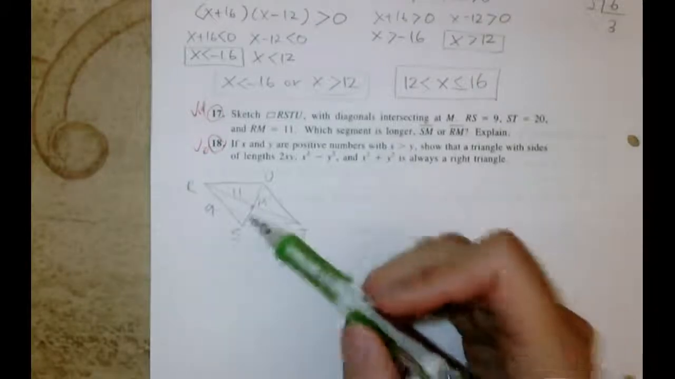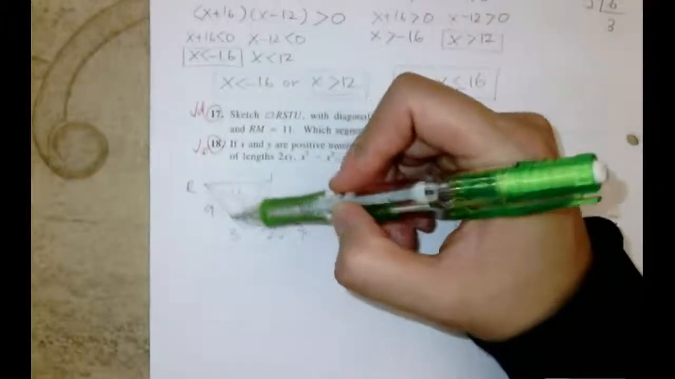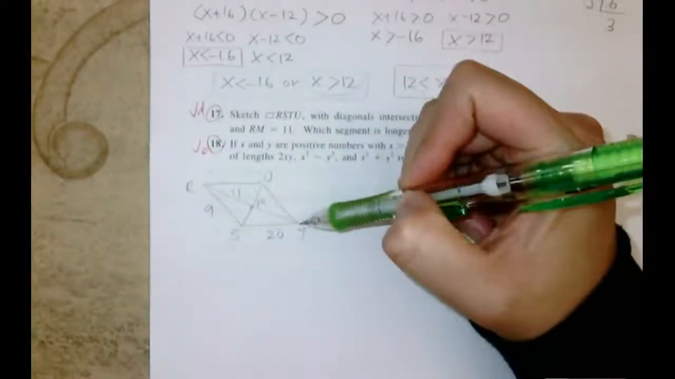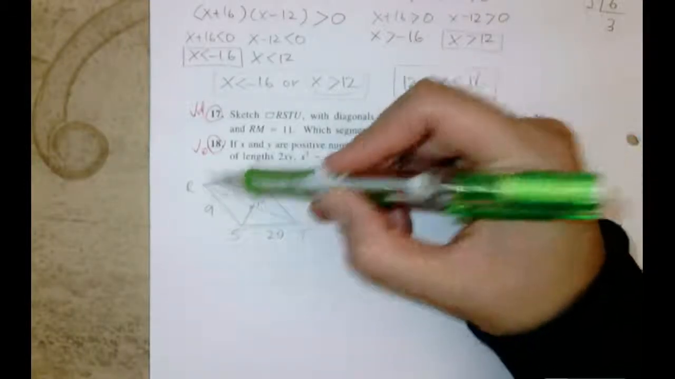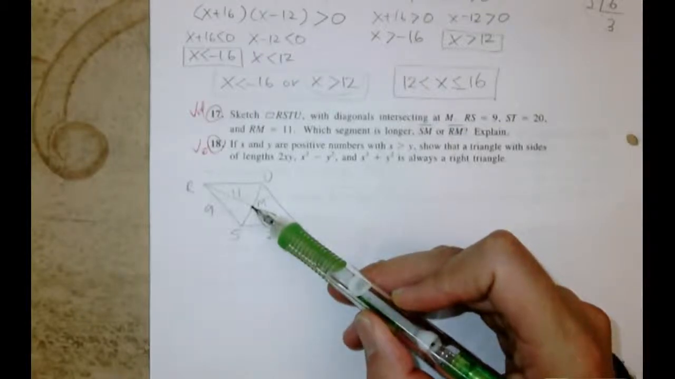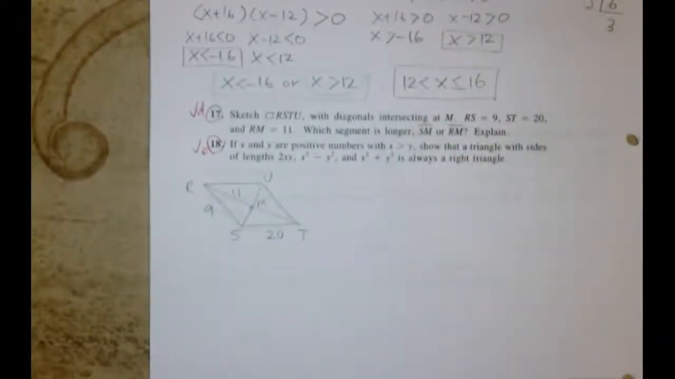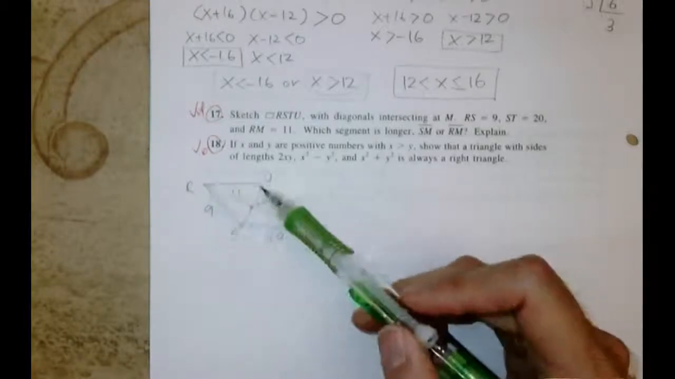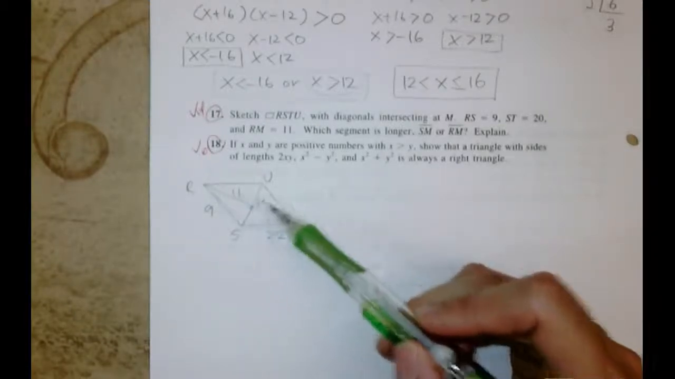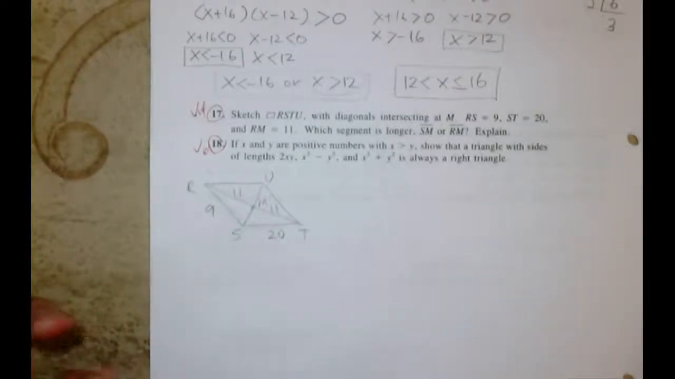So in this problem, you're looking for whether this is longer or shorter than this. You are actually looking at whether this triangle, RST, is obtuse or acute. If this is obtuse, then SM is shorter. If this is acute, then RM is shorter. And since diagonals bisect each other, if this is 11, this is also 11. So the hypotenuse is 22. The hypotenuse is the longest side of the triangle.